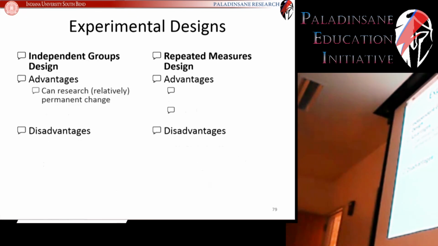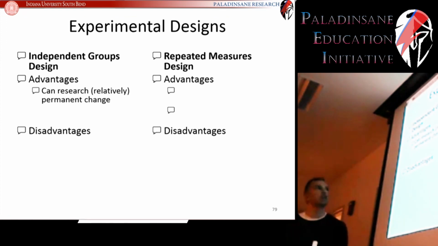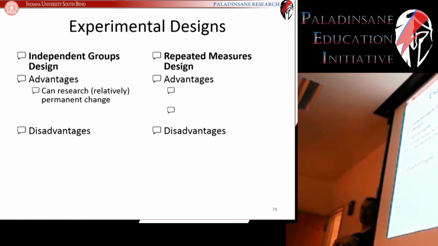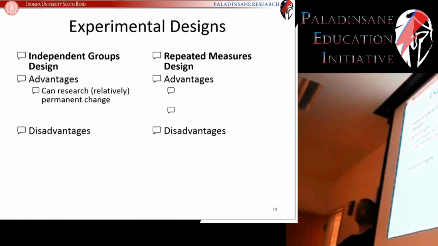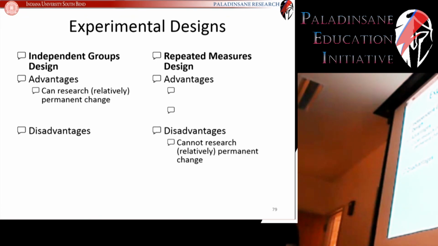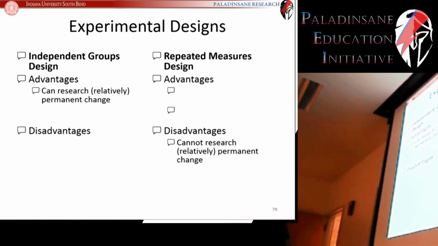Continuing on, other things. In the independent groups design, you can investigate relatively permanent change. So you can investigate change that occurs permanently, occurs over hours, occurs over days, or maintains itself over days. Whereas in the repeated measures design, you usually cannot research relatively permanent change because you cannot put that subject into a second experimental condition. If they've already changed and it's relatively permanent, we can't put them into a second experimental condition.